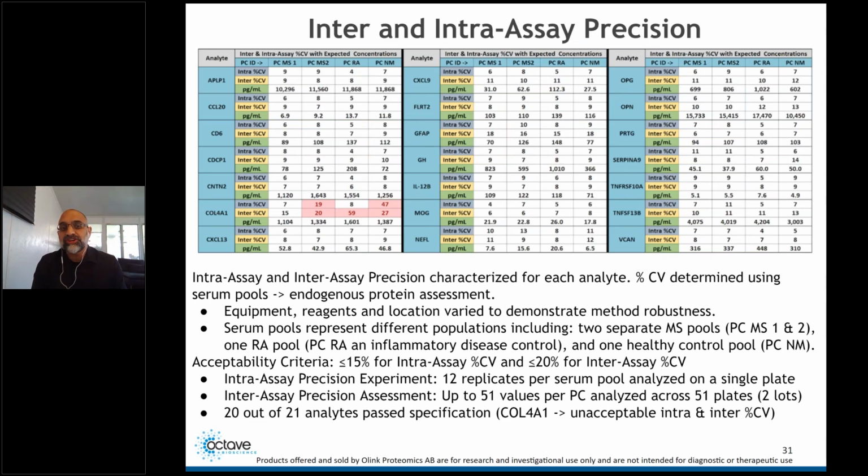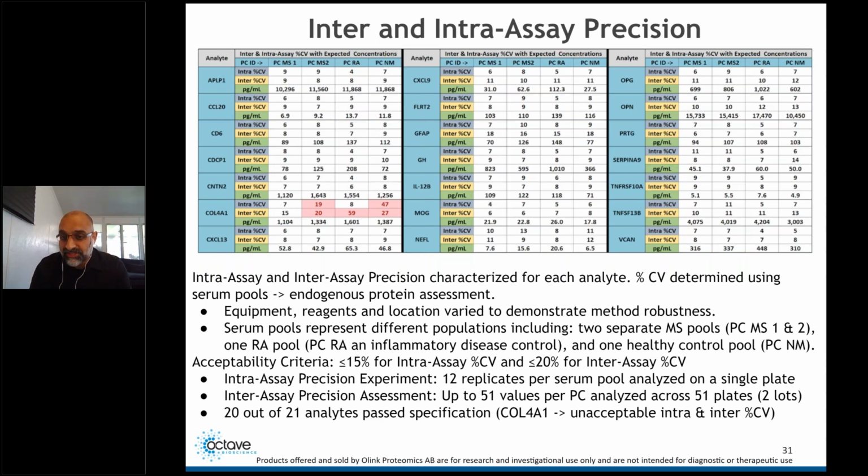So intra-assay and inter-assay precision were characterized for each analyte. We did this by calculating the % coefficient of variation determined using serum pools. And again, this gives us an opportunity to characterize precision using endogenous protein. As we went through these experiments, the equipment, the reagents, and the location were varied to demonstrate the robustness of the method. And these serum pools that we've used represent different populations.